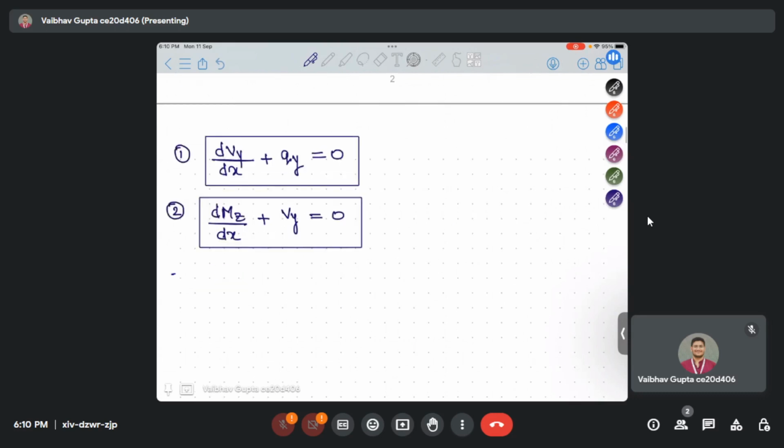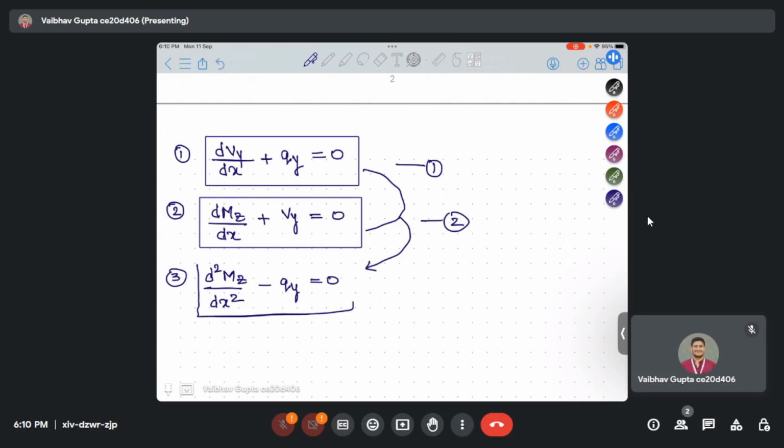And last, if we differentiate equation 2 and put the values of equation 1, we'll get d2Mz by dx square minus qy is equal to 0. These are the three important relationships which will help you to solve the examples better. We'll see while solving the problems.